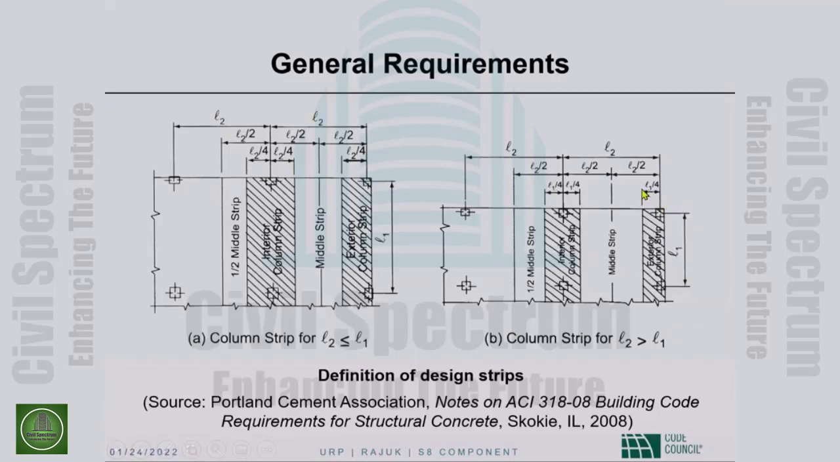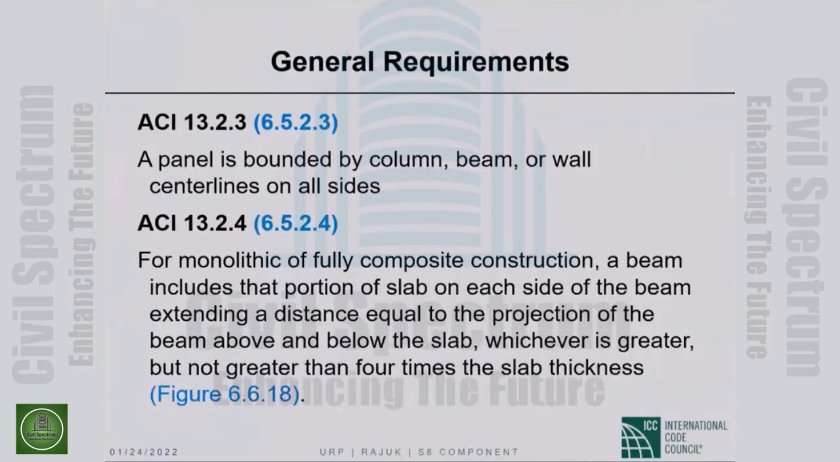So now, the width of this half column strip is L sub 1 by 4, the shorter span divided by 4. This is L sub 1 by 4. So the width of the half column strip is 1/4 of the shorter span, L sub 1 and L sub 2. Okay, I think the picture is explicit enough. So that defines the column strip and the middle strip.